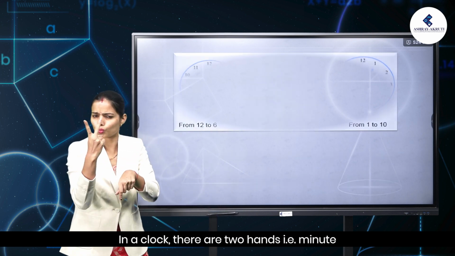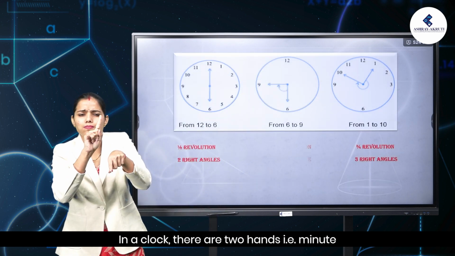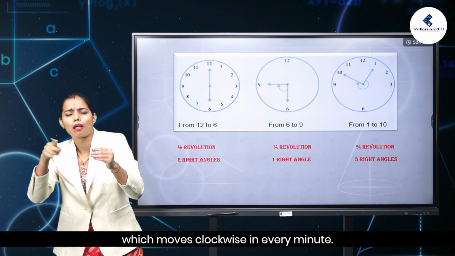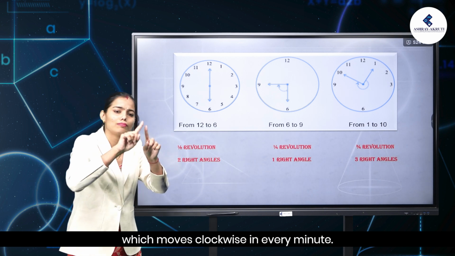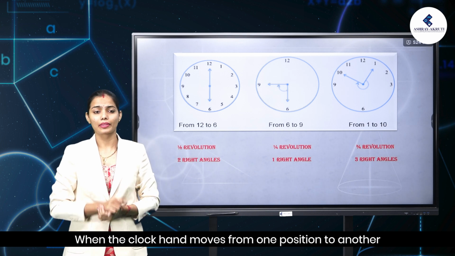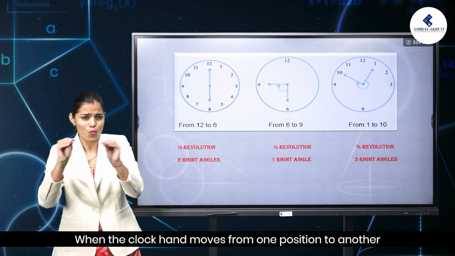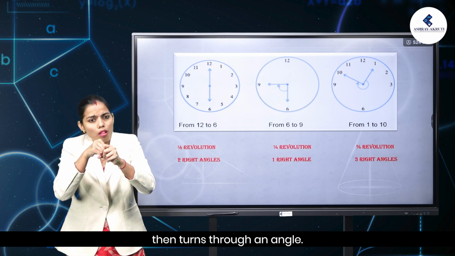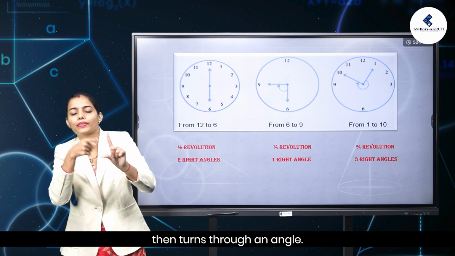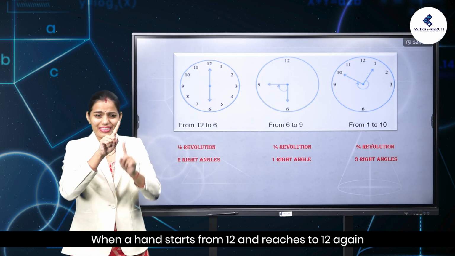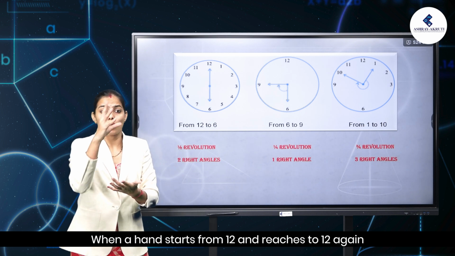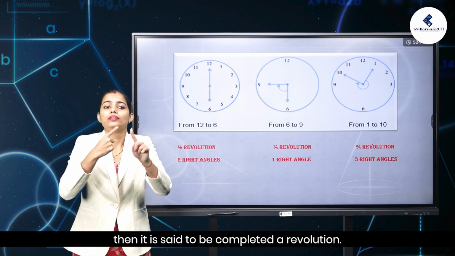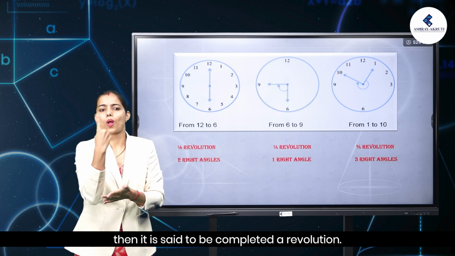In a clock, there are 2 hands, the minute hand and the hour hand, which move clockwise every minute. When the clock hand moves from one position to another, it turns through an angle. When a hand starts from 12 and reaches 12 again, it is said to have completed a revolution.